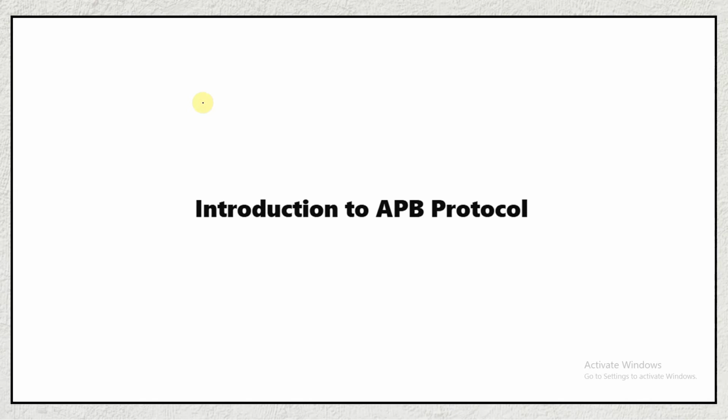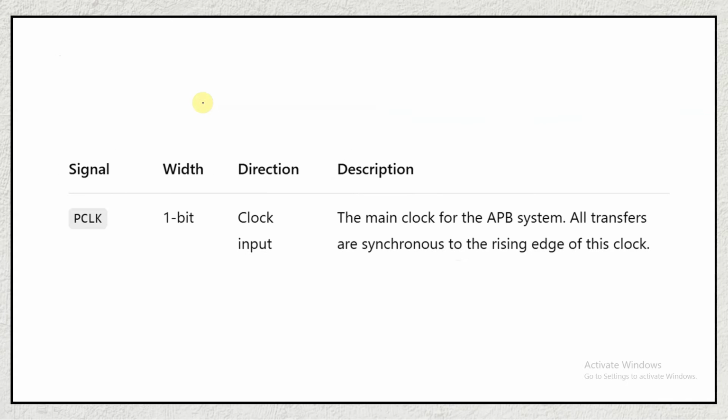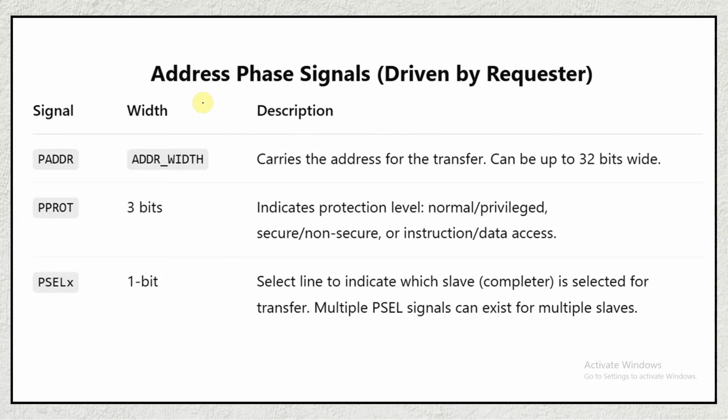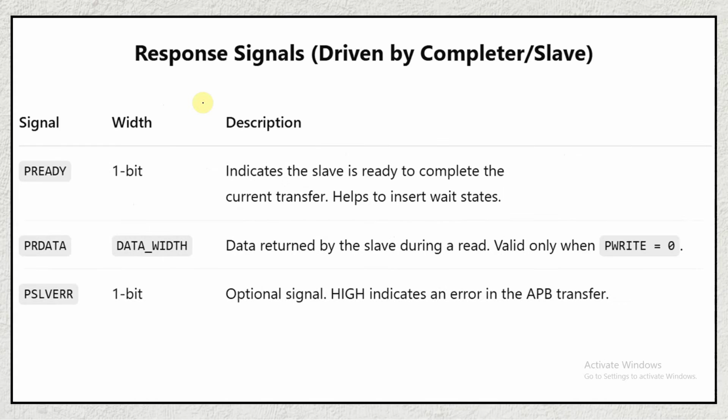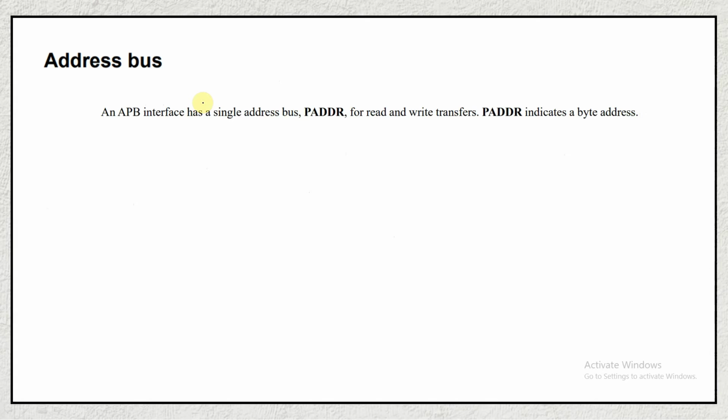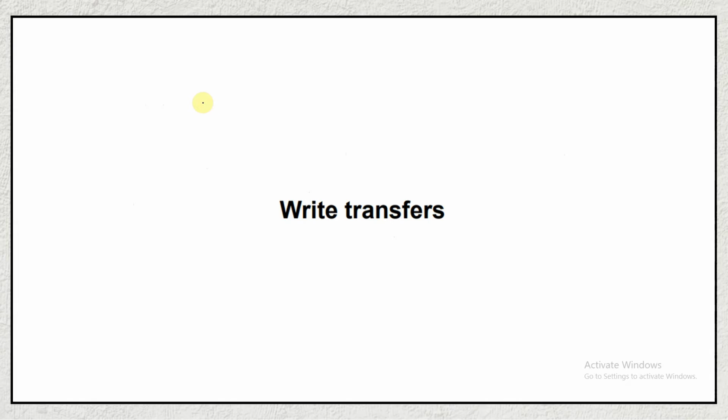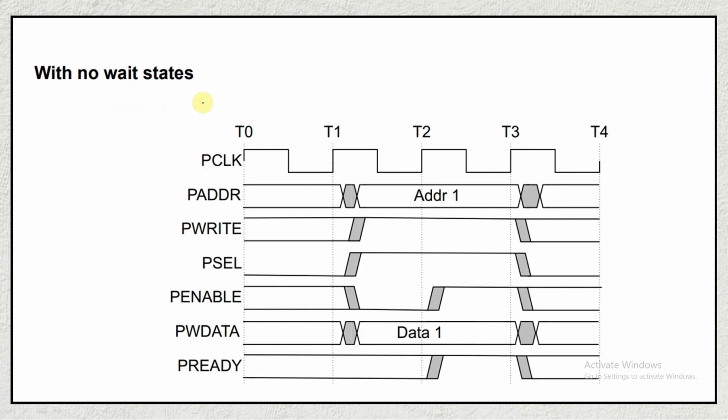In our previous session we started with the discussion of what the APB protocol is, and we saw what APB is, where it is used, and what signals are associated with APB. We have seen all these signals, and we have also seen the response signals which are driven by the completer. In this session we are going to start with the discussion of write transfers.